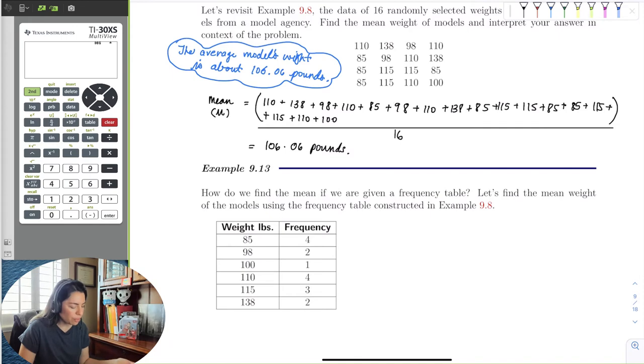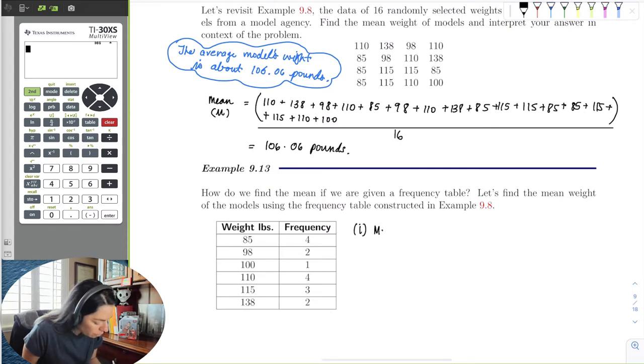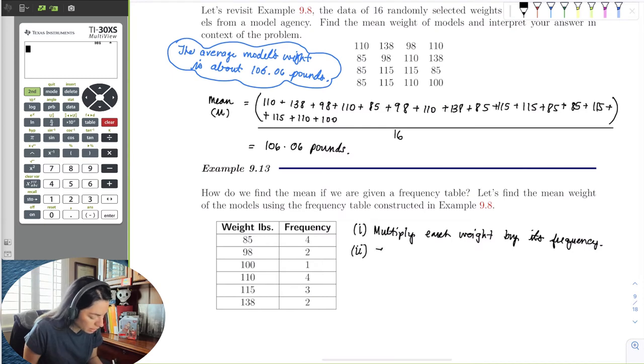So let's see how we would find the mean from a frequency table. The first part is to multiply each weight by its frequency. Second, take the sum. And the third part is then to divide by the number of observations.